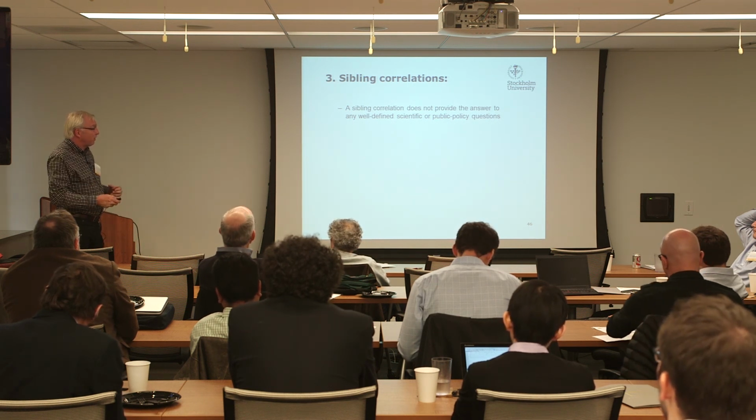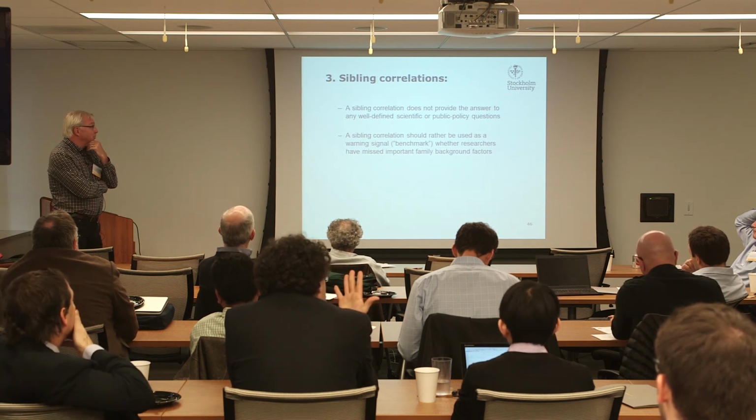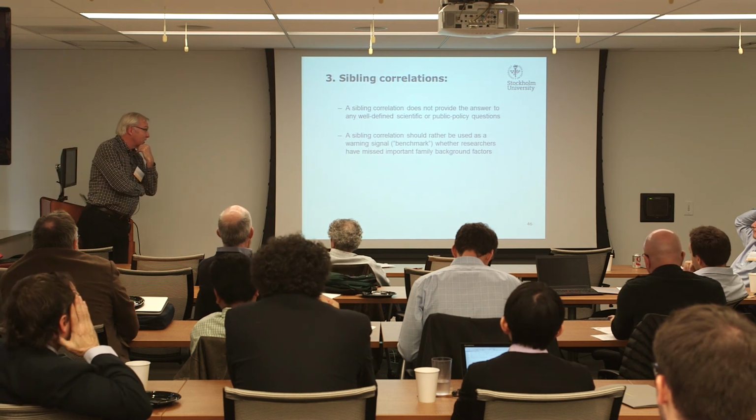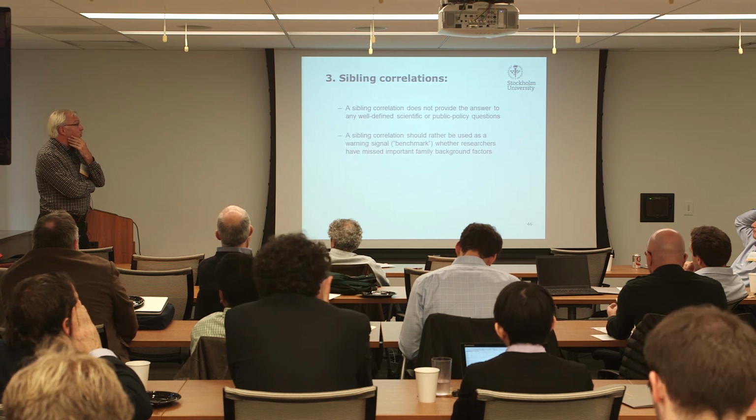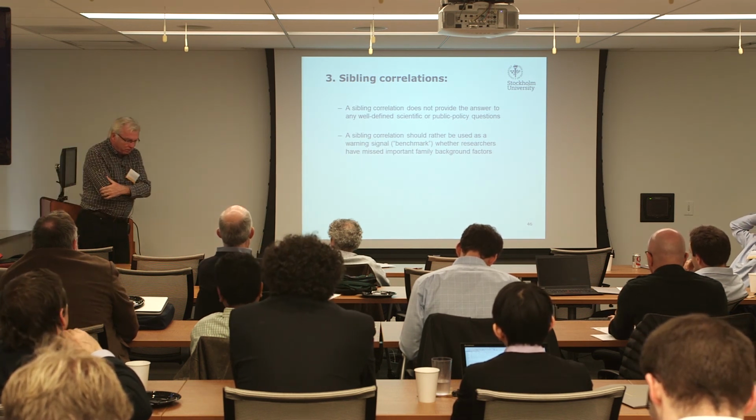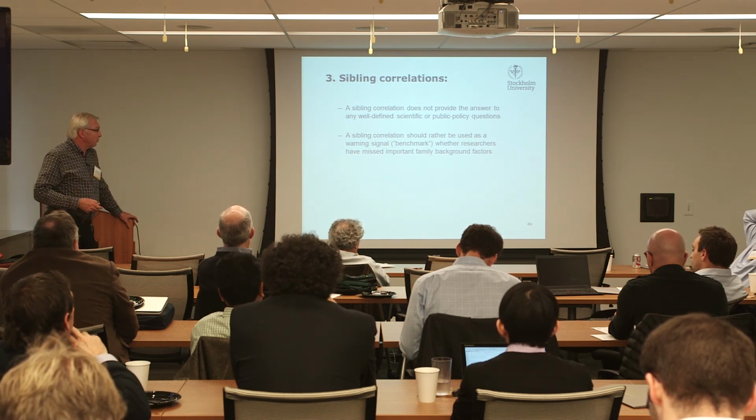It has a statistical interpretation. So I think this is more like a warning signal or a benchmark where the researchers have missed important family background variables. And I think for most of these approaches we have missed them. We don't understand what it is, and therefore we cannot really evaluate inequality as well as we would like to do.